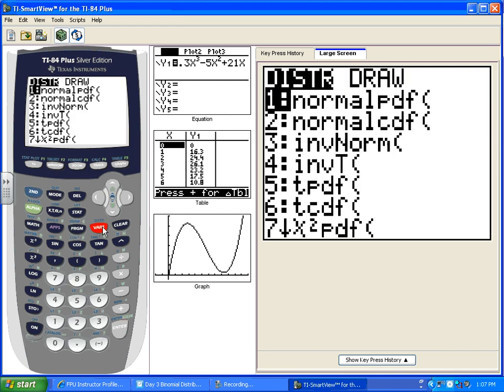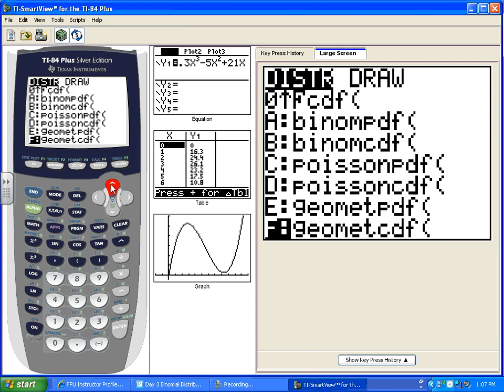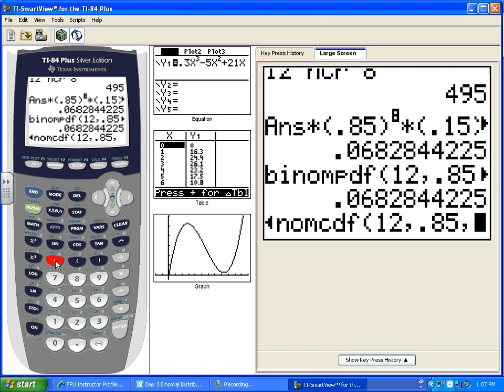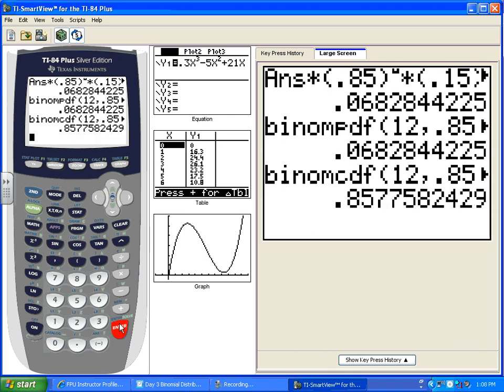Second distribution. Binomial. Now I want to go CDF. The difference between a PDF and a CDF: PDF is exactly that, I wanted 8. Cumulative is up to and including, so it's going to sum it for you. I want to show you a binomial CDF right now. We had 12, comma, 0.85, comma. I wanted 0 through 11, correct? Up to and including 11, hit 11 here, and it will sum it up for you.